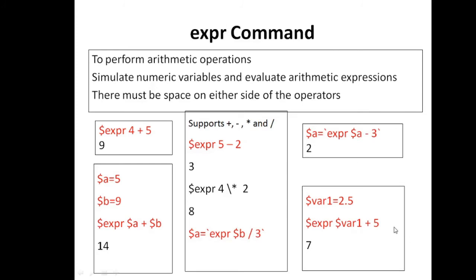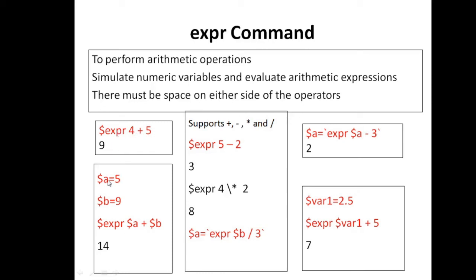Now we are going to see the EXPR command. This is to perform arithmetical operations. It simulates the numeric variables and evaluates the arithmetical expressions. There must be a space on either side of the operator. Here you can see 4 space plus space 5. Similarly, there is a space before and after that symbol. Here you can see EXPR 4 plus 5, we get a 9.